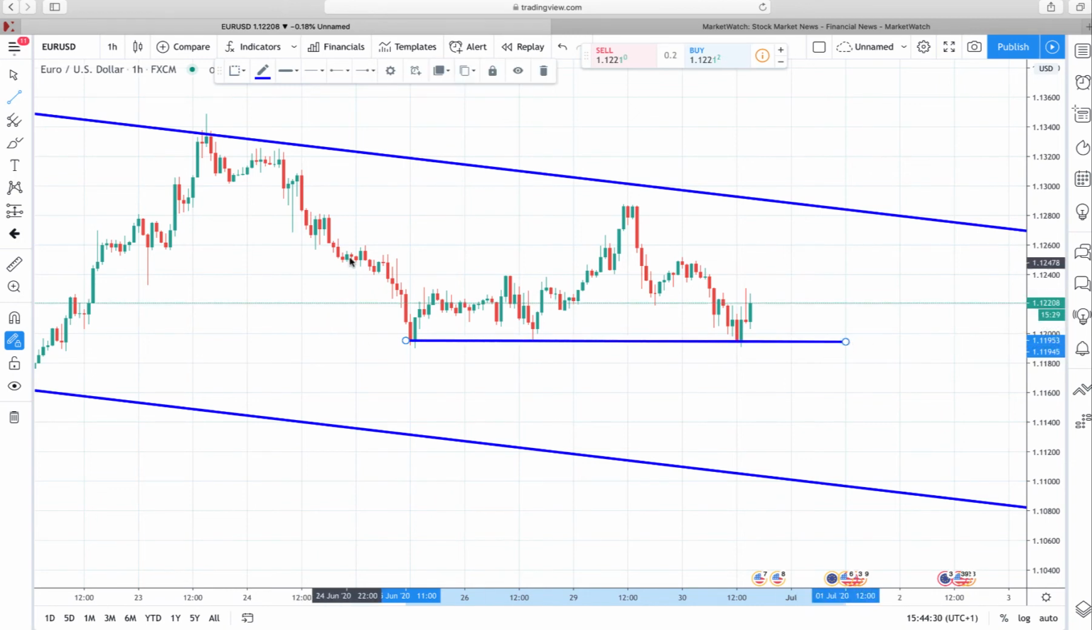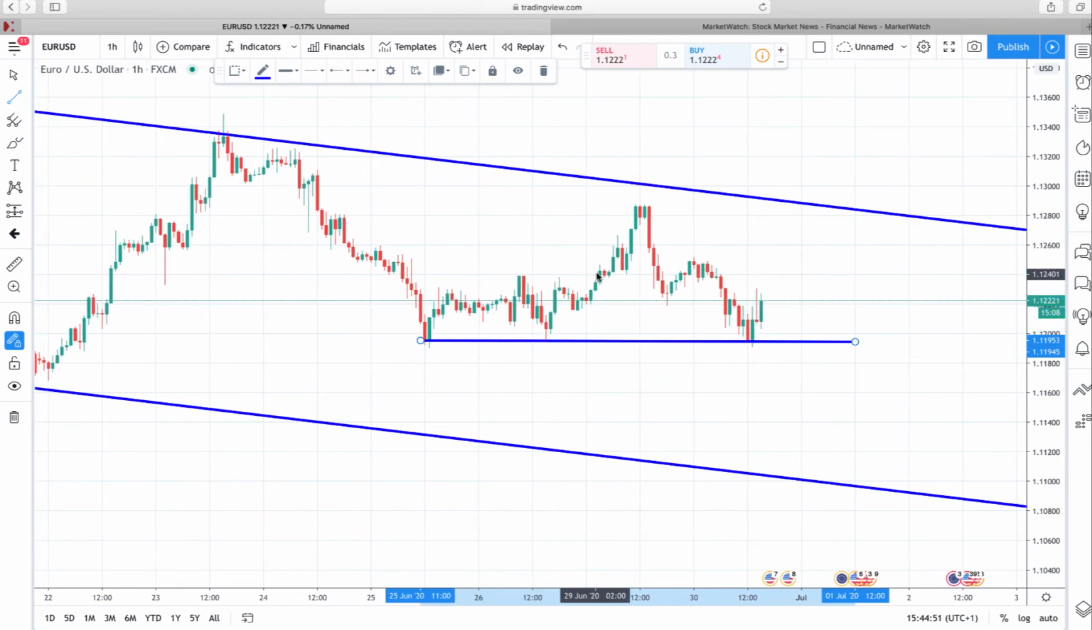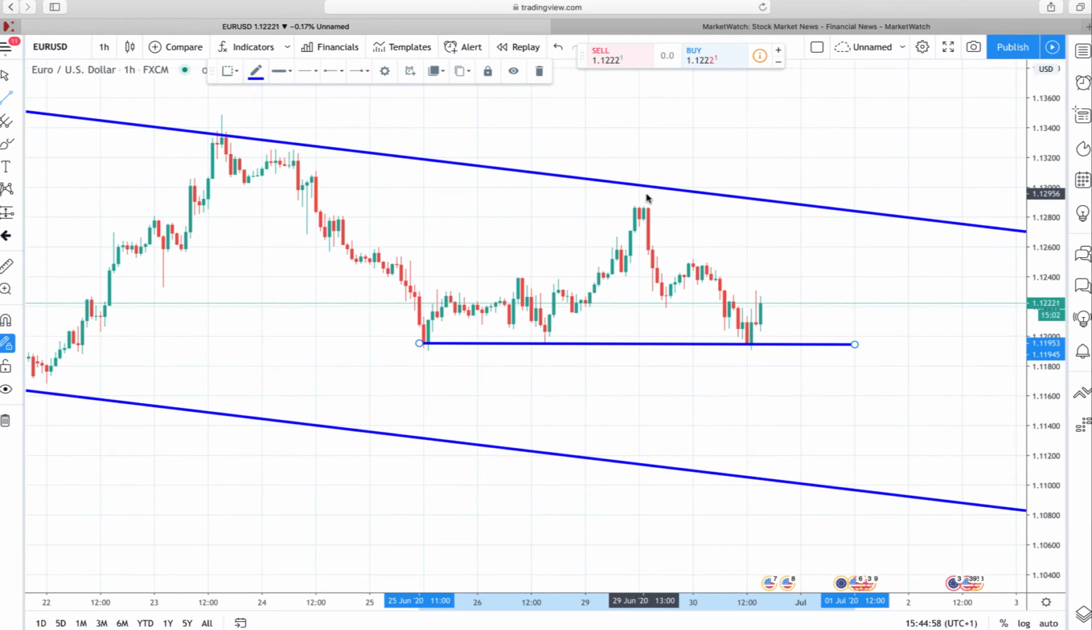Look at that. You know that the price reached this level, came back all the way down here, touched this price of 1.119, okay? Was rejected, came back down to the same level, was rejected, moved all the way up, did not touch this line at this moment, okay?